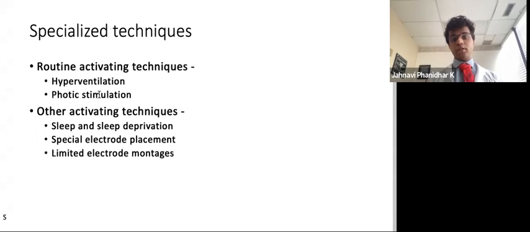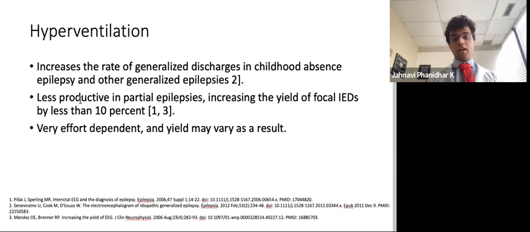There are specialized techniques that we use to activate the seizures. The routine ones used with every EEG study are hyperventilation and photic stimulation. There are other activation techniques, including sleep and sleep deprivation. Specific electrode placement includes placement of the electrodes in the sphenoid bone, ears, nasopharynx, etc. And there are other methods of limiting electrode montages also.